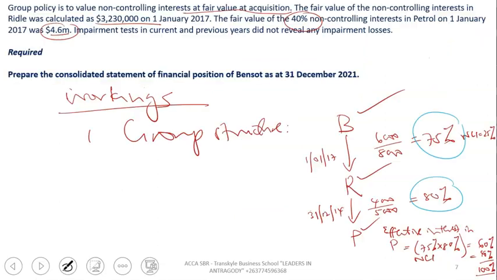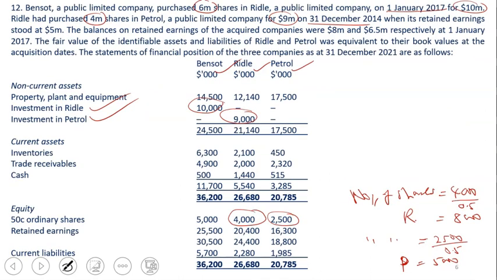Okay, our net assets at acquisition. We are told from the question that the balances on retained earnings of the acquired companies were 8 million and 6.5 million respectively at 1 January 2017. But we were also told that Redu had purchased Petro in 2014 when the retained earnings stood at 5 million.